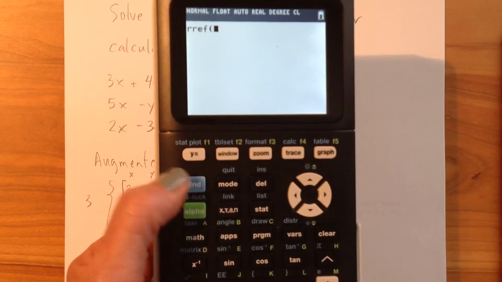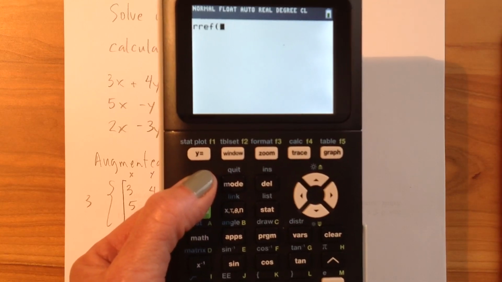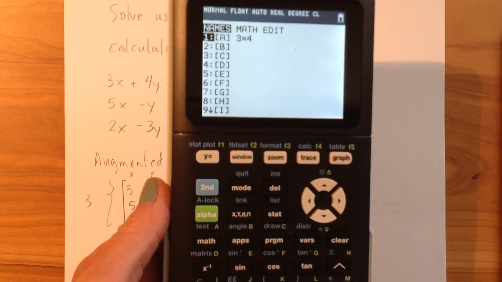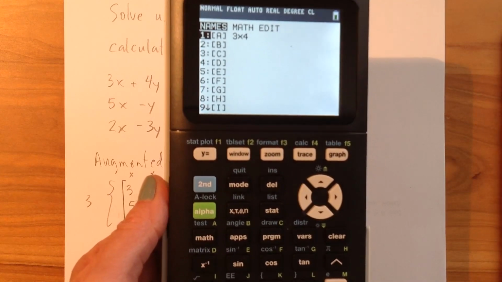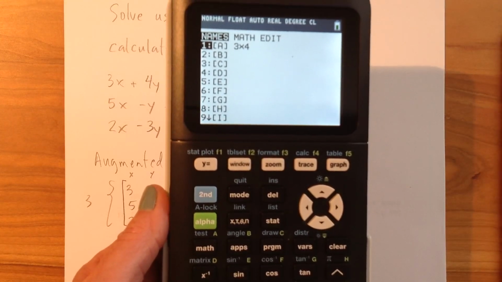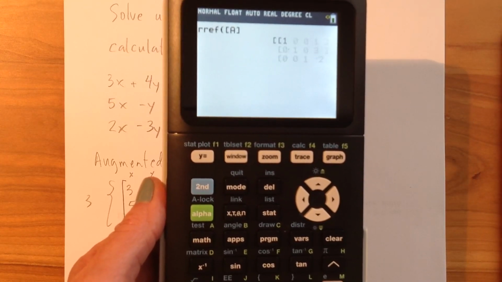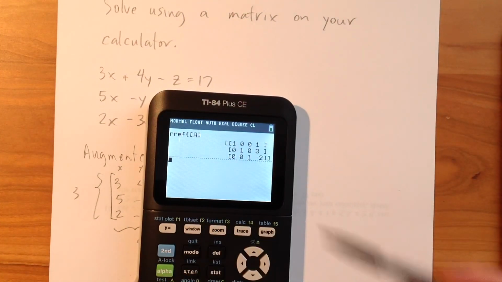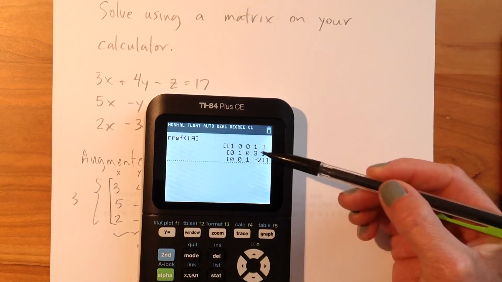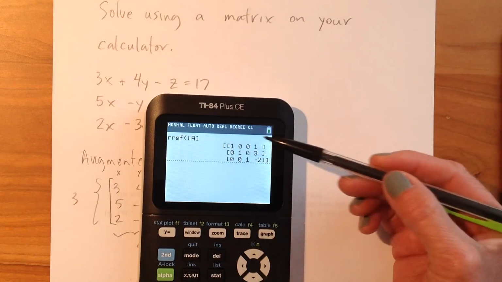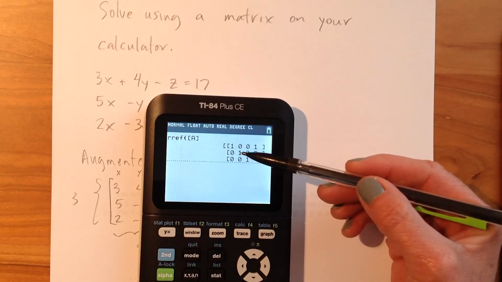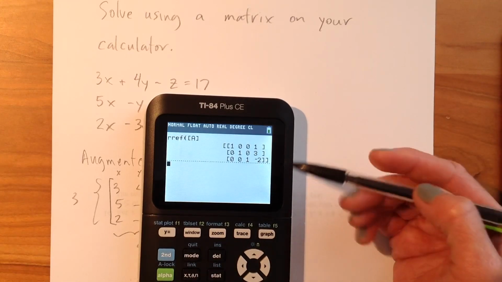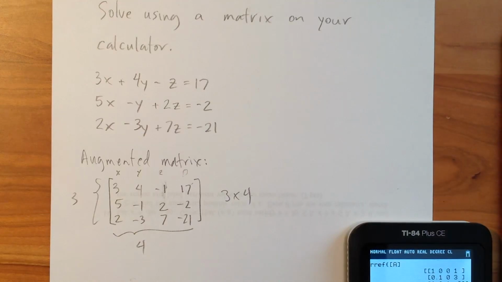You told it what you want it to do, now you tell it the matrix you want it to do it to. So you hit second matrix again, and then you just hit 1, because you're going to tell it to do the row reduction on matrix A. Then you press enter, and it reads off like this. So 1 times x equals 1, so x equals 1, y equals 3, z equals -2.